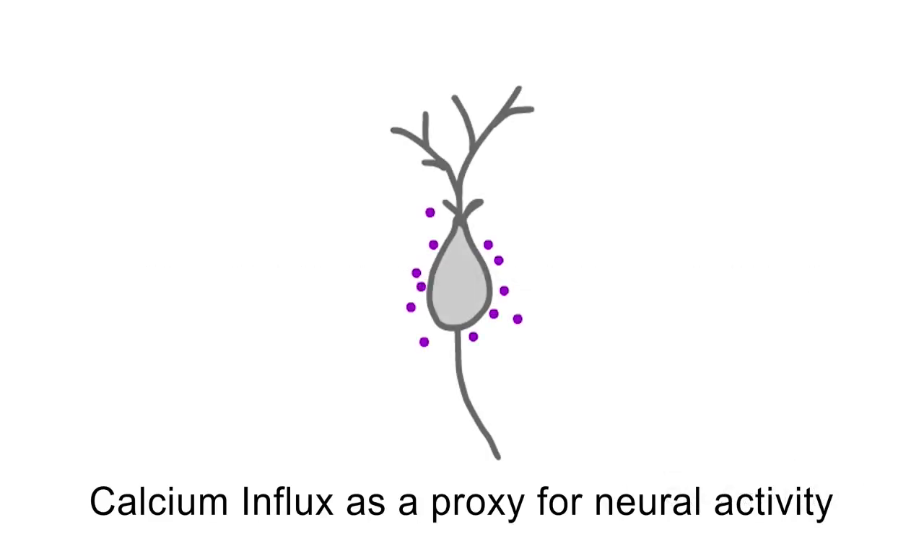At rest, intracellular levels of calcium are very low. When a neuron is active, the change in membrane potential opens voltage-gated calcium channels, allowing calcium to flow into the cell. A variety of cellular pumps and buffers clear this elevated calcium. Thus, the transient increase in intracellular calcium levels is temporally coupled to neuronal activity and provides a reliable, indirect indicator or proxy for this neuronal activity.